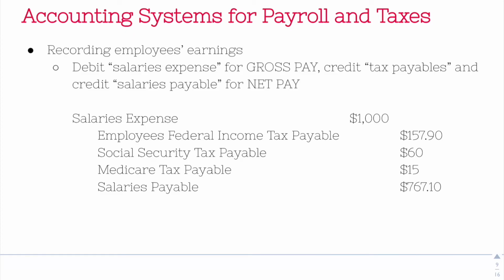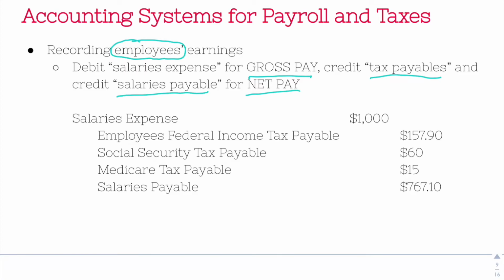But if not, always you can ask me questions, email me questions, text me questions, ask at office hours, all of that. So this is for employees. This is the first entry you would do. What you're going to do is debit salaries expense for gross pay. You're going to credit all of the tax payables, so income taxes, Social Security, Medicare, all of that, credit tax payables, and you're going to credit salaries payable for net pay.